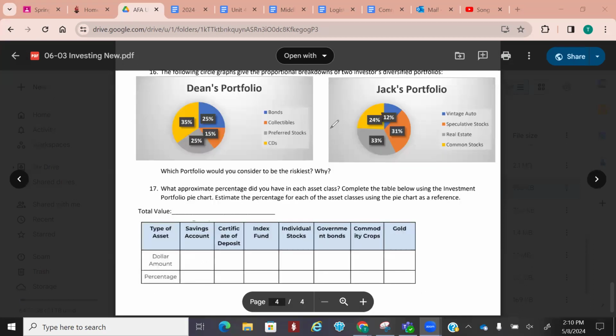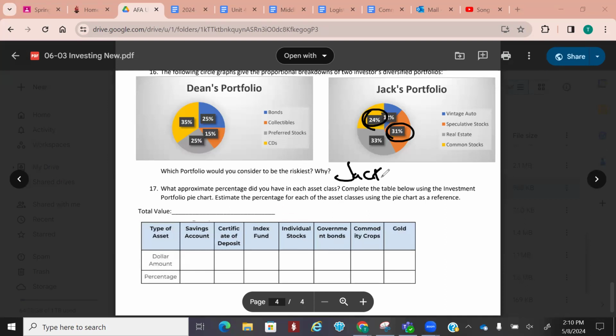This is what a lot of people do. They compare the portfolios of people. So you want to look at which portfolio would you consider to be risky, and we've got Dean's and we've got Jack's. So the reason why Jack's portfolio would be more risky is because it's mostly speculative and common stocks. So it's mostly made up of common stocks, speculative stocks and common stocks.